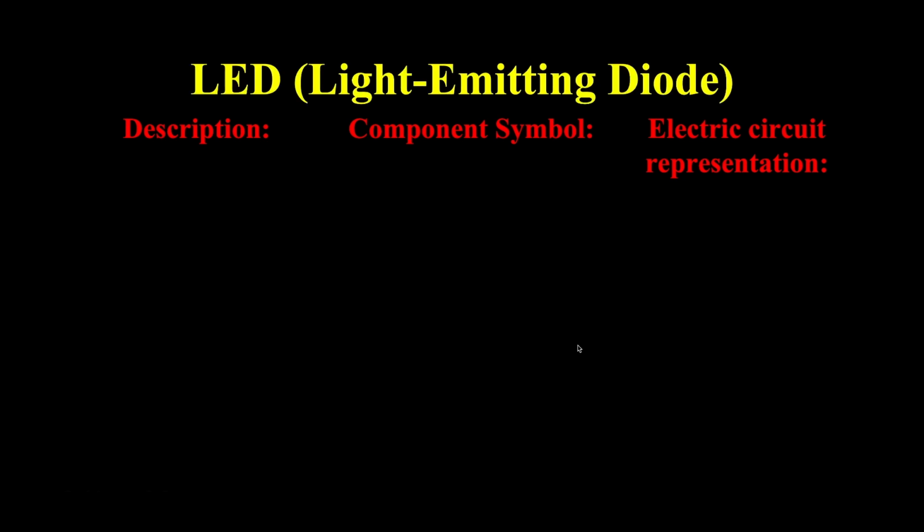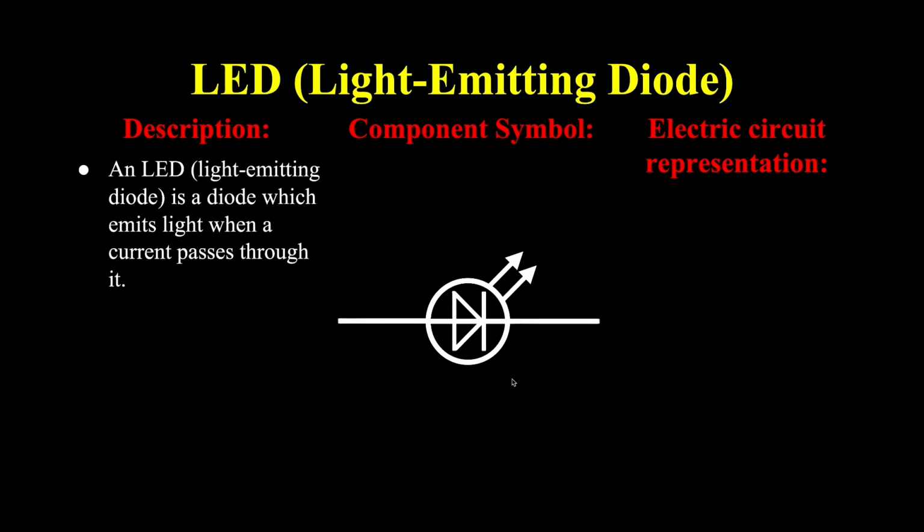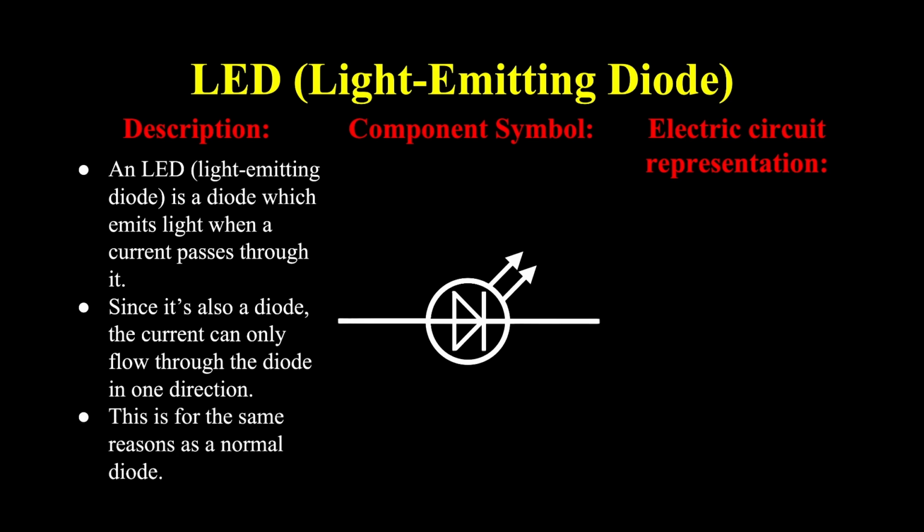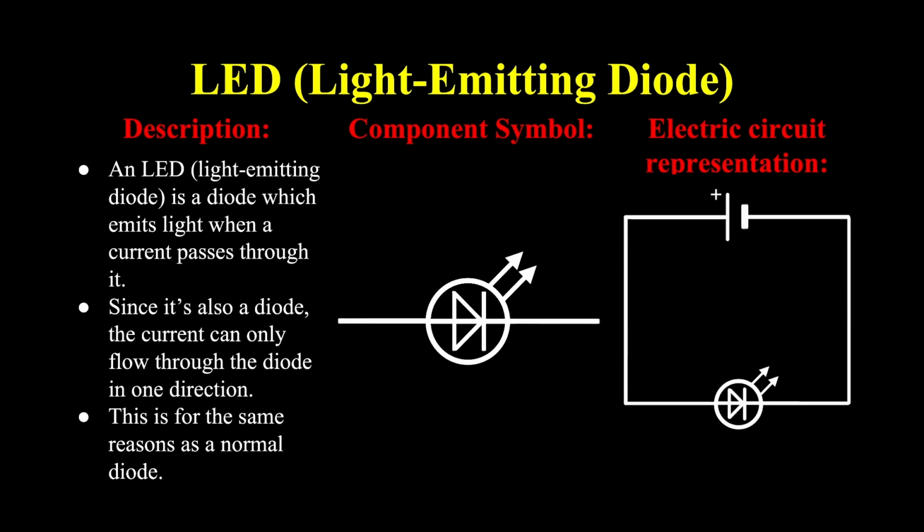Now let's look at LEDs or light emitting diodes. Here is the component symbol for an LED. An LED is a diode which emits light when a current passes through it. Since it's also a diode, the current can flow through the diode in one direction only. And this is for the same reasons as a normal diode, i.e. the resistance in the reverse direction is almost infinite. And here is a representation of a light emitting diode in an electric circuit.